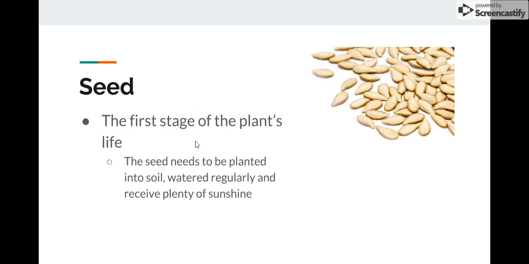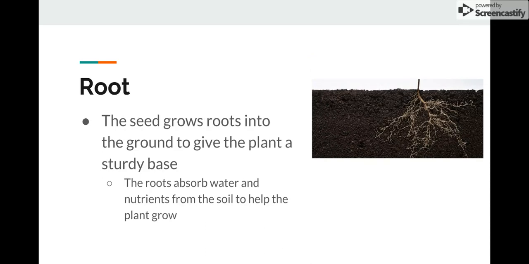So seed, this is the first stage of a plant's life. The seed needs to be planted into soil, watered regularly, and receive plenty of sunshine. The next step in the cycle are the roots. So the seed grows roots into the ground to give the plant a sturdy base. So that means if it's windy or if an animal disturbs it, those roots will make it stay in place. The roots also absorb the water and nutrients from the soil to help the plant grow nice and big and strong.